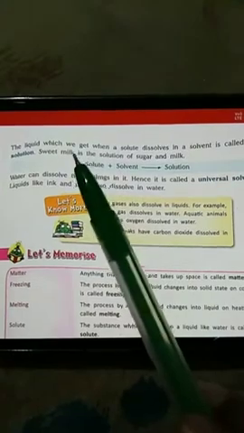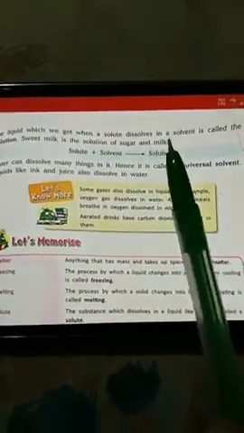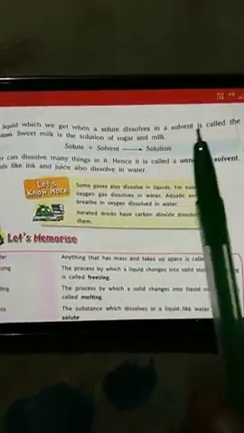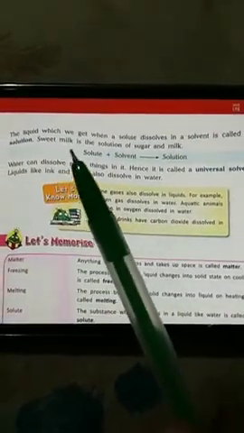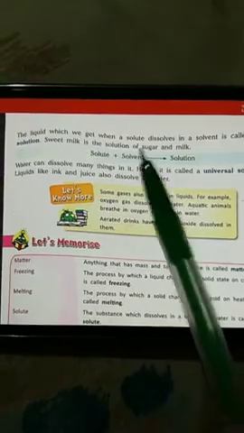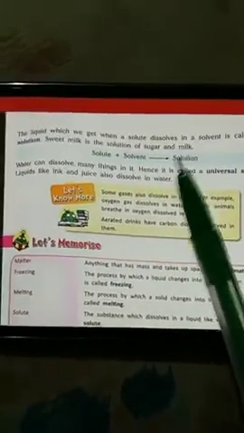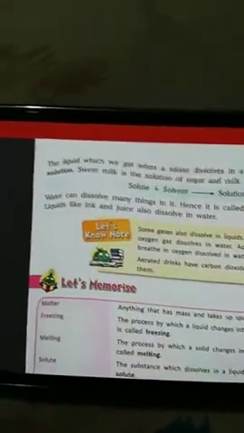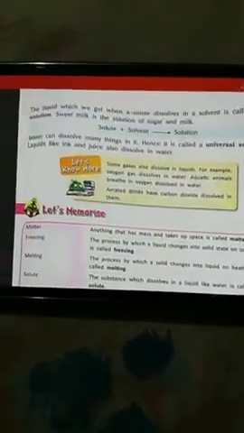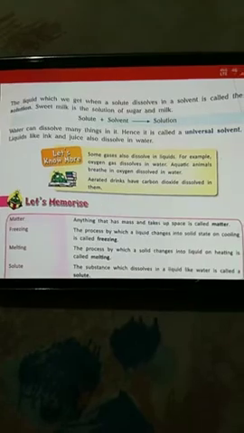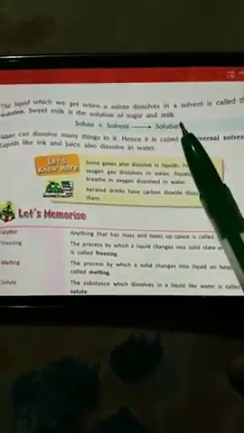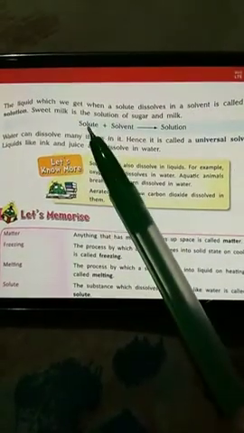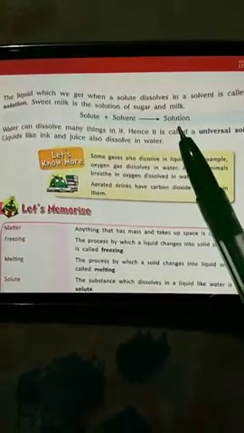The liquid in which the solute is dissolved in a solvent is called the solution. Sweet milk is the solution of sugar and milk. Similarly, when we are preparing sharbat, the sharbat is the solution. It is the mixture of sugar and water. So, solute plus solvent gives the solution. On mixing the solute in a solvent, we obtain a solution.